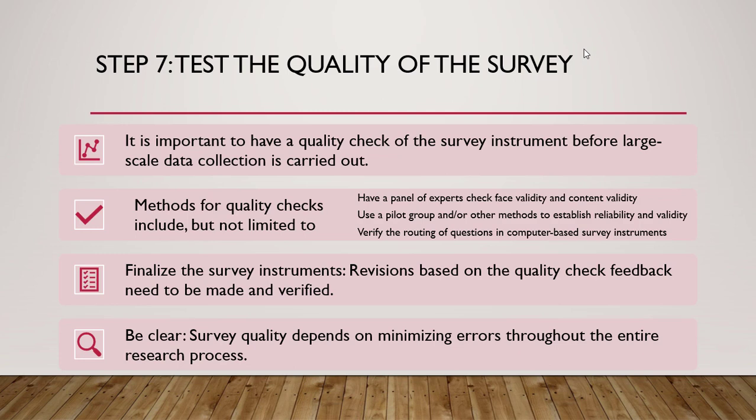While you're defining the target population and selecting samples, you need to have a quality check of the survey instrument. It's labeled as step 7 of the process. There are different ways to carry out this quality check. It's highly recommended that you have a panel of experts checking face validity and content validity, and use a pilot group to get evidence about reliability and validity as well. If the survey is set up online, you'll also want to verify the routing of questions.